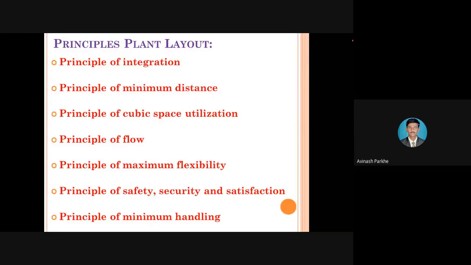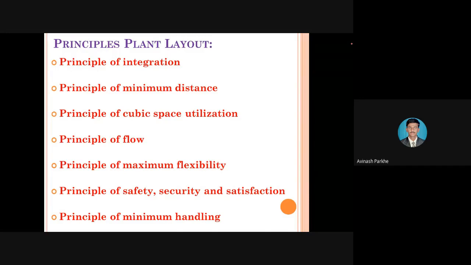So once again, good morning all. In the last lecture, we started with the second part of chapter number 5, which is called plant layout. And in the previous lecture, we discussed the basic definitions of the plant layout and their important objectives. What are the basic definitions?